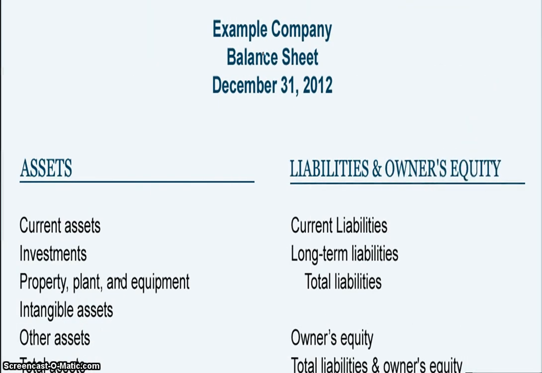This is a quick snapshot of what a balance sheet is, just for the assets and the liabilities. It has a little bit on the owner's equity, but we want to focus in on the current assets. You will list your current assets, your investments, your property, plant, equipment, intangible assets, and then you'll come up with your total assets, and vice versa with the liabilities.